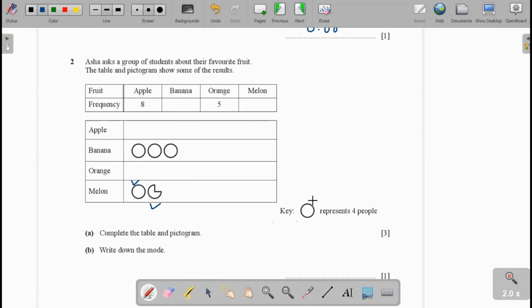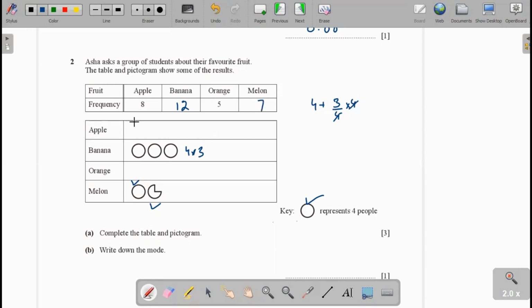We see that here one circle represents 4 people. In the banana pictogram, we see that 3 circles are given. Therefore, 4 multiply 3, 12 people like banana. Find the number of students who like melon. There is one circle, it means 4 students. Second is 3/4 of a circle. Therefore, 3/4 multiply 4. The total number of people would be 7.